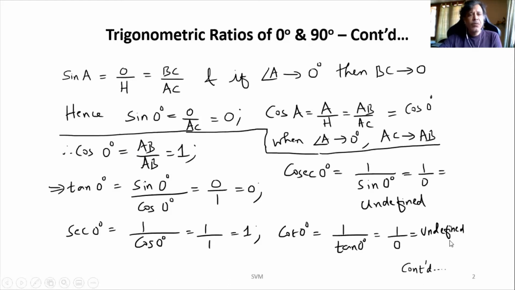So for 0 degrees, sin 0 will be 0, cos 0 will be 1, tan 0 will be 0, cosecant 0 will be undefined, secant 0 will be 1, and cot 0 will be undefined.